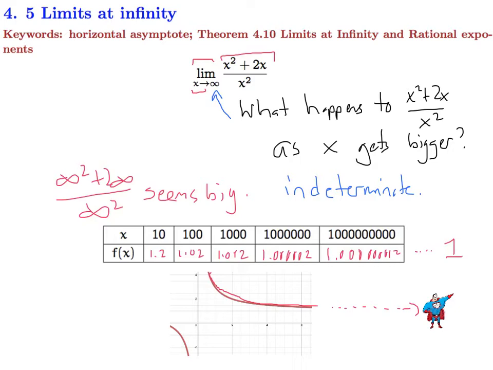However, this is quite a bit of work to do in general to solve these. We don't want to have to make a table every time. And so we want to figure out some better ways to figure these out.